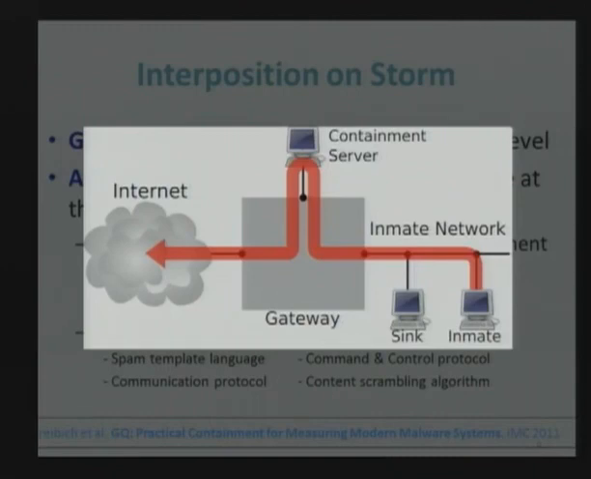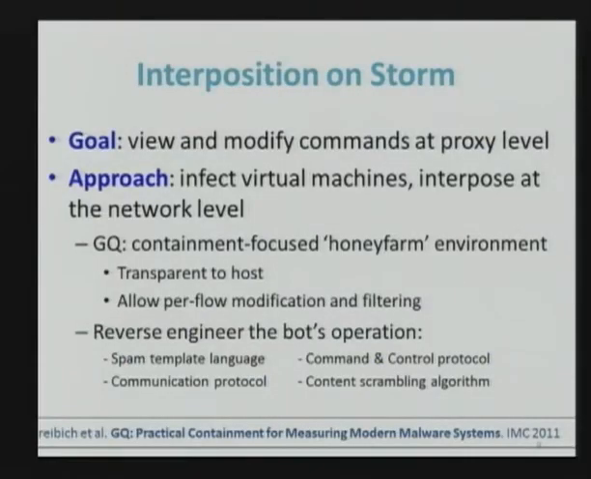the recipient of that message thinks it's receiving some other message that has been changed in some way, but they don't really know that the communication has been changed in flight. So this was the GQ containment honey farm that we used to modify these network flows that were going through these pieces of malware.